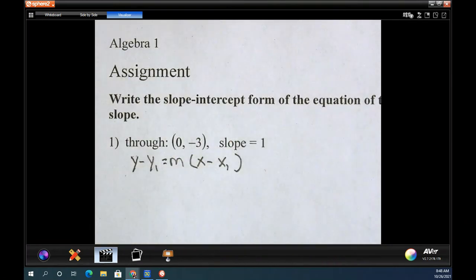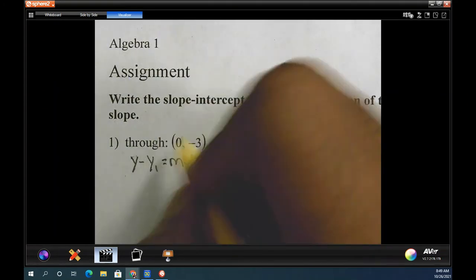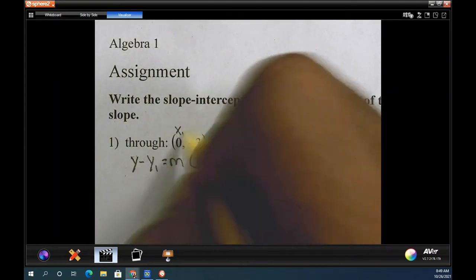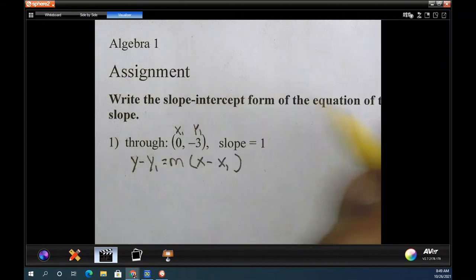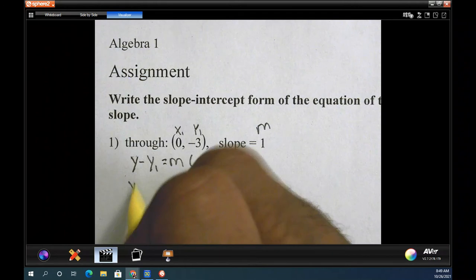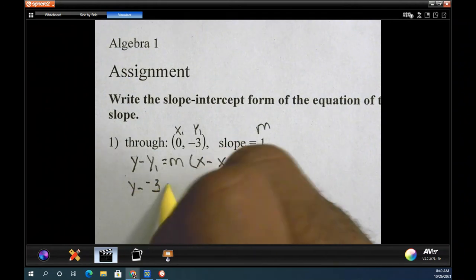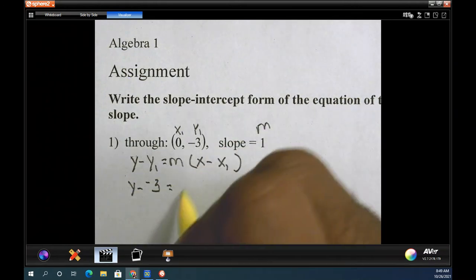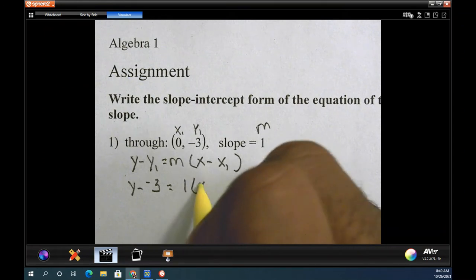Here's what I found out in honors. They didn't write down the formula every time, and that's what was causing a lot of confusion. So here's your x1, y1. Here's your m. Now, this is y minus negative 3. This is why I harped on that, and I'll show you in a second. 1 times x minus 0.